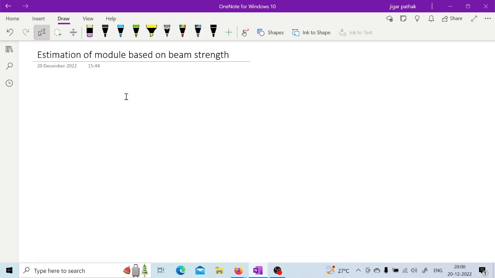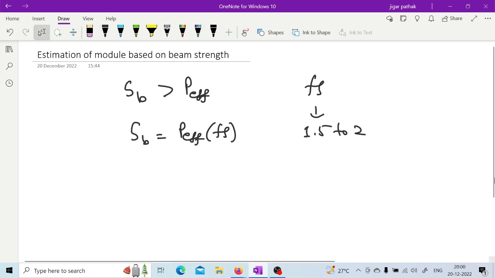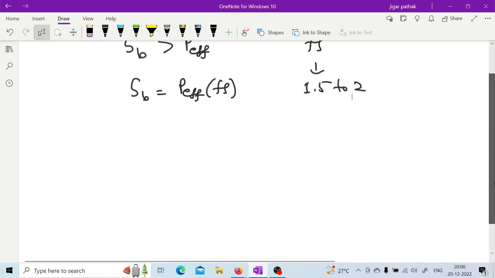Now the estimation of module. Module is important because based on that module, all the other dimensions of a gear are established. So that is why we estimate the module based on beam strength. As we have discussed, the beam strength must be greater than the effective load which needs to be transmitted. If we consider a factor of safety, then SB is related with the effective load with this expression. Generally the factor of safety is in the range of 1.5 to 2. Then only failure is going to be avoided.